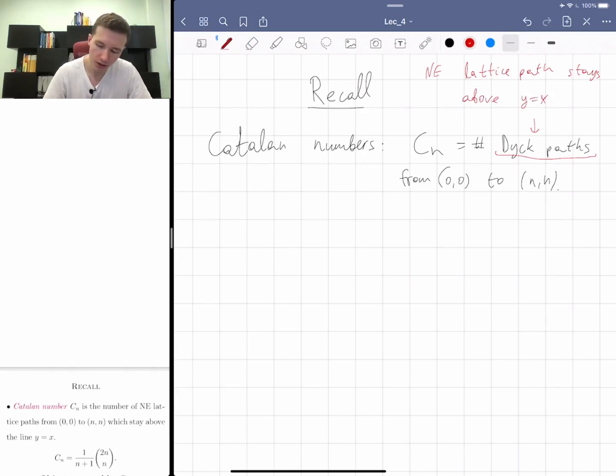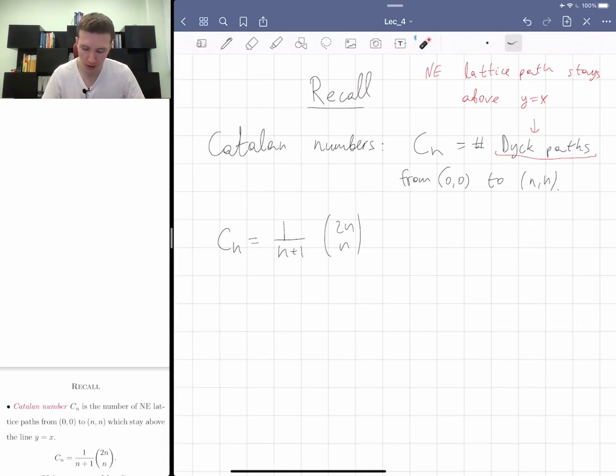I mentioned and proved the formula that Cn is 1 over n plus 1 times 2n choose n. I proved this formula by a reflection principle, which still makes it not obvious why this number 2n choose n would be divisible by n plus 1. But since we know the answer is an integer, then it's divisible. But yeah, as I mentioned, I'm a big fan of Catalan numbers.